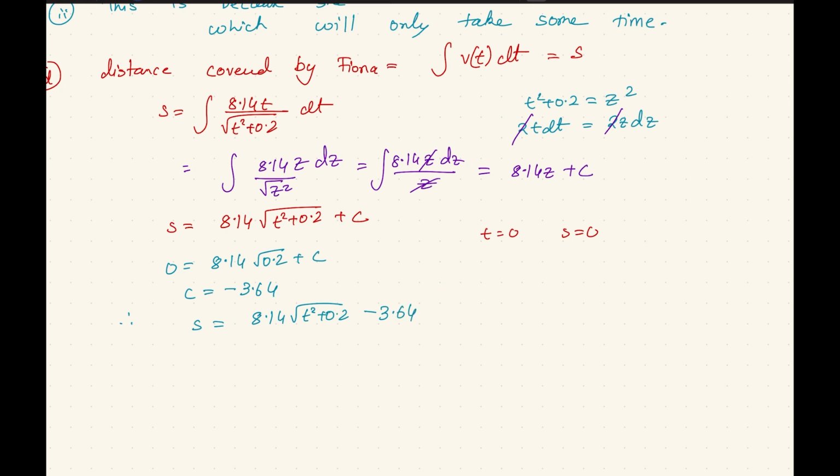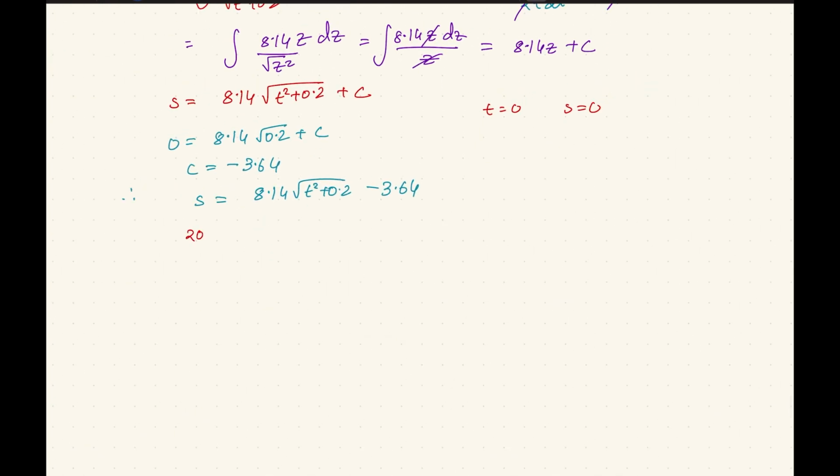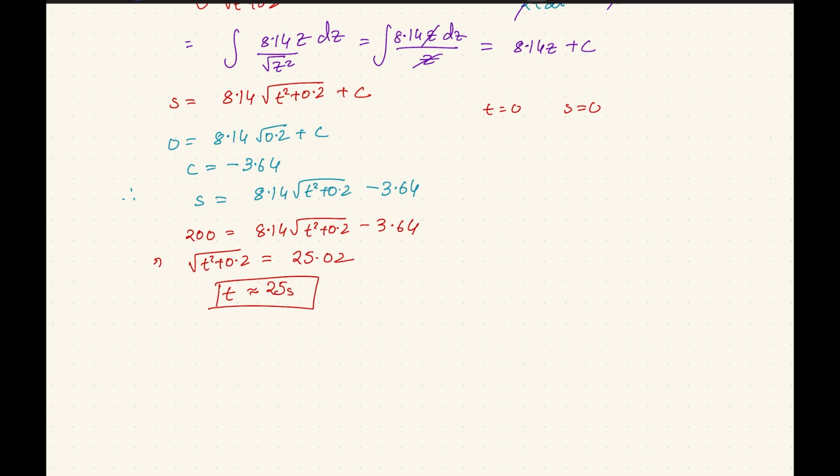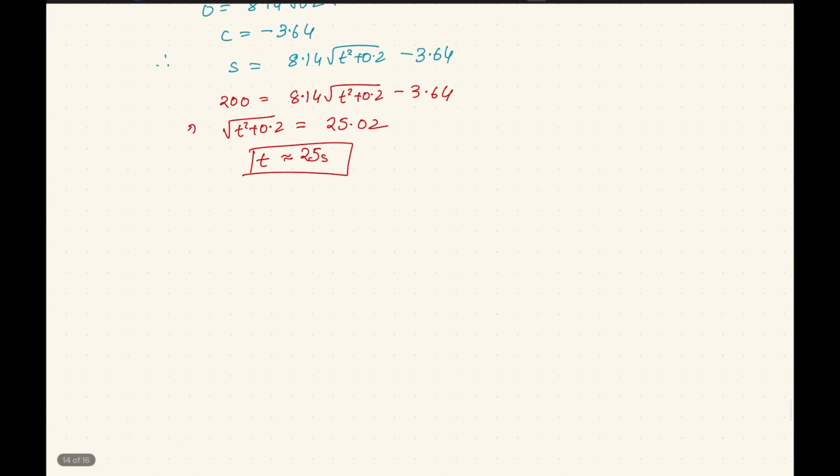Now, using S equals 200, I have to find how much time it exactly takes for Fiona to complete the race. If I shift it to the other side and divide both sides with 8.14, I'll get t squared plus 0.2 approximately as 25.02. And from here, I can approximate t as 25. So Fiona approximately finishes the race at 25 seconds. Now we have to find the distance covered by Lucy.